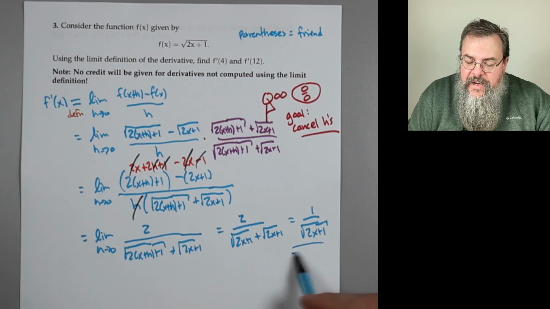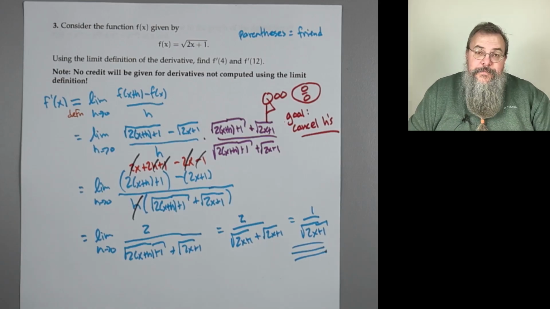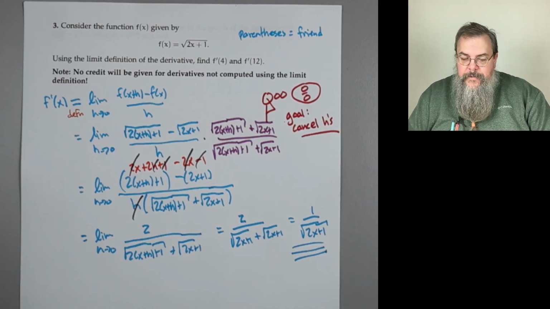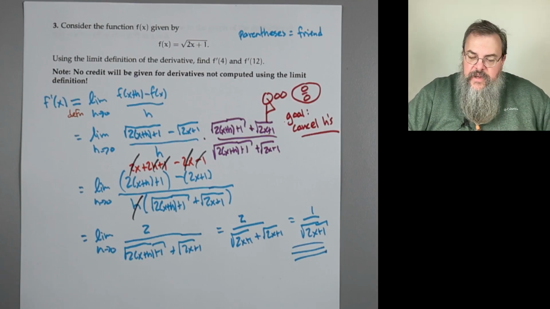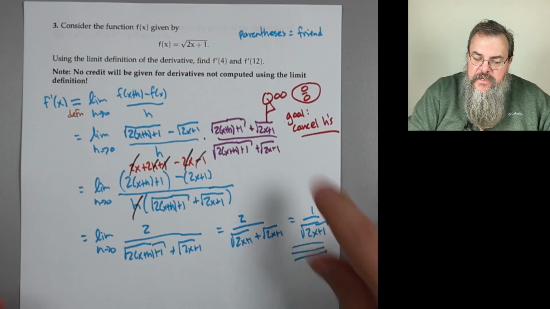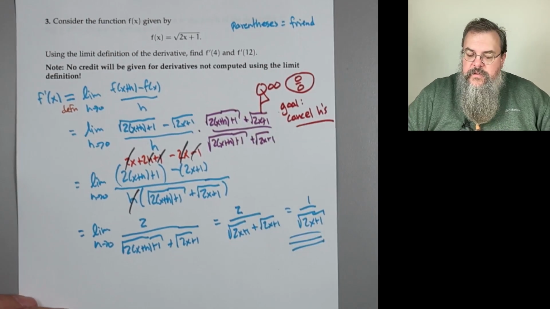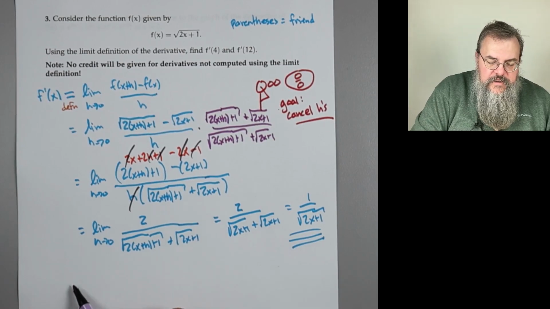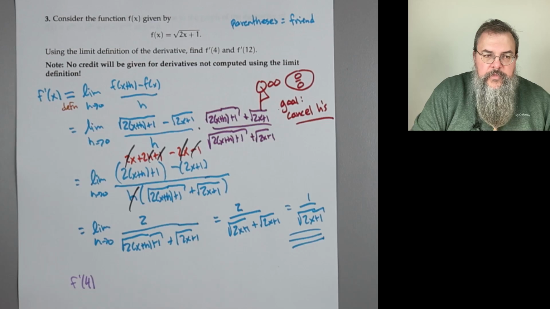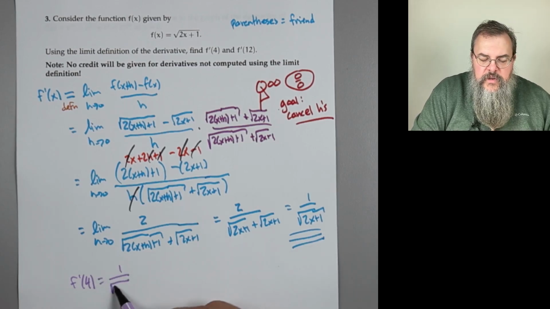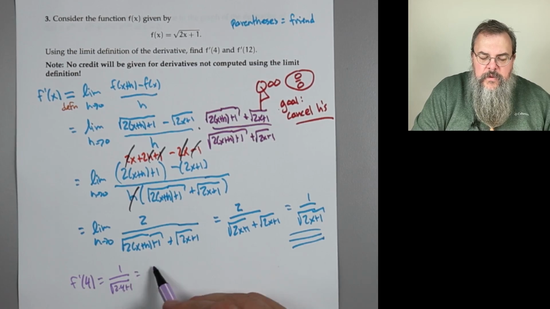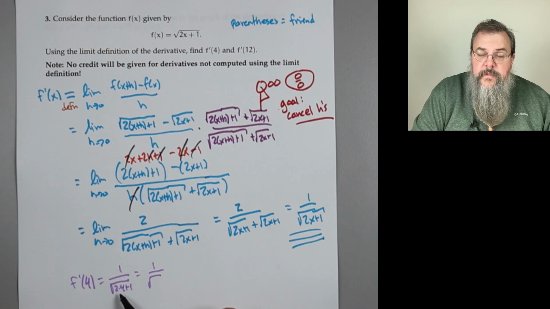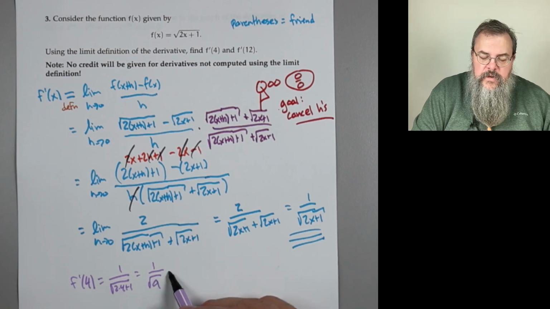Now, this is not our answer. However, we've done all the hard work. This says for any choice of x, now you plug it in, you'll find the derivative. So we say, all right, great, here we go. What do we want? We want f prime of 4. Well, what is it? It's 1 over the square root 2 times 4 plus 1. 1 over square root 2 times 4 is 8 plus 1 is 9. Square root of 9 is 3.